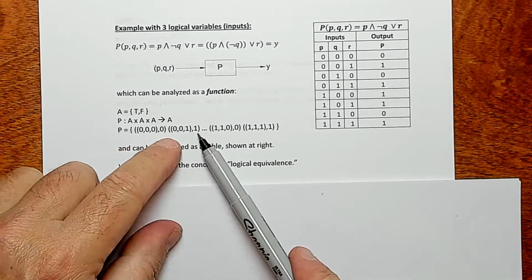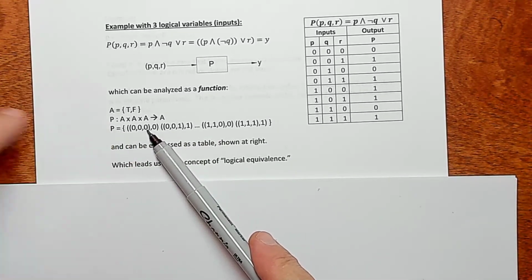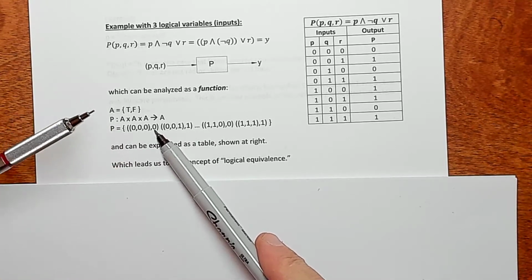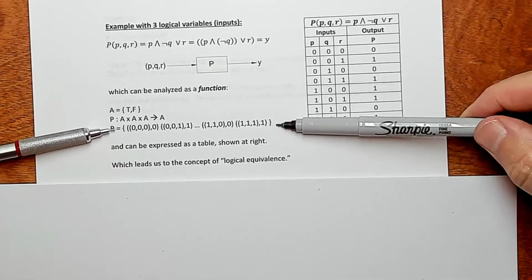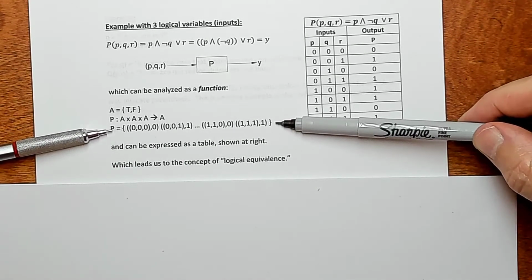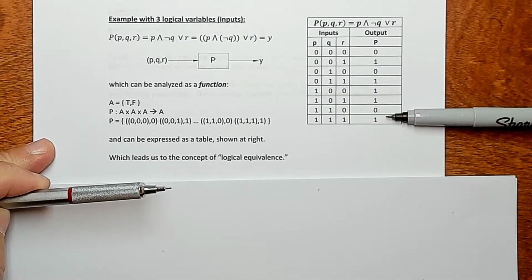You have this set of ordered pairs where the first element of each ordered pair is, in this case, a triplet. 0, 0, 0 is the first input, and then the output is 0. So this is a relation. It also happens to be a function. And we can express relations as a table, right? We saw that when we were doing relations way back when.